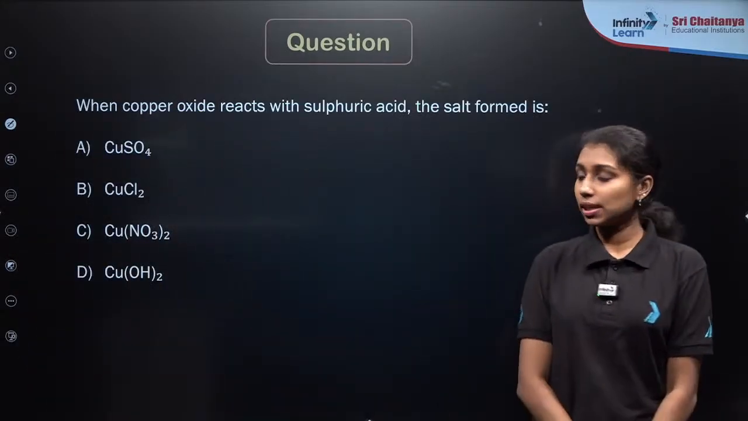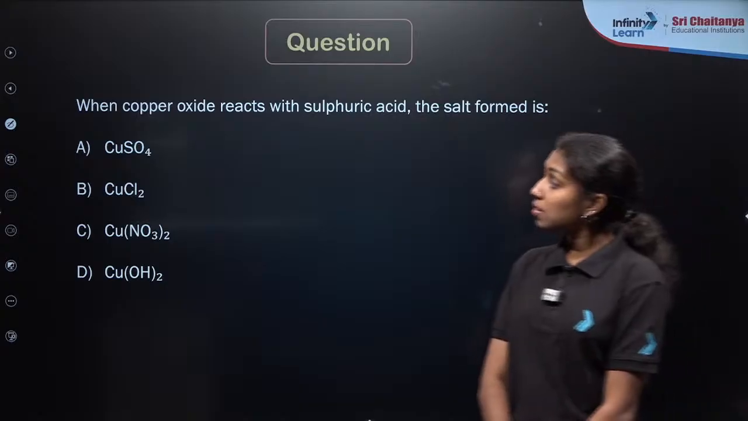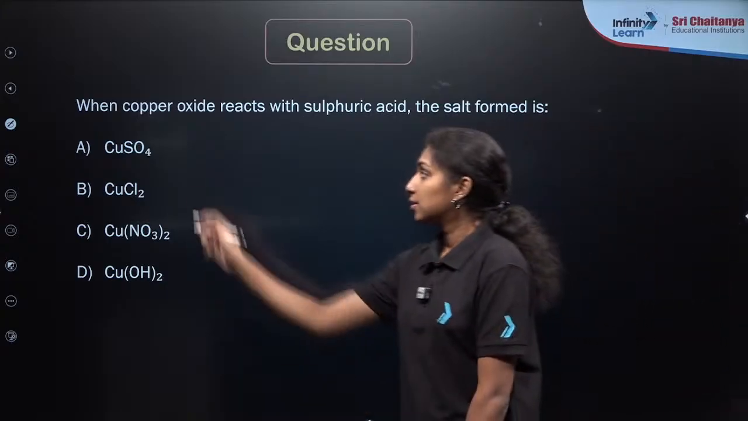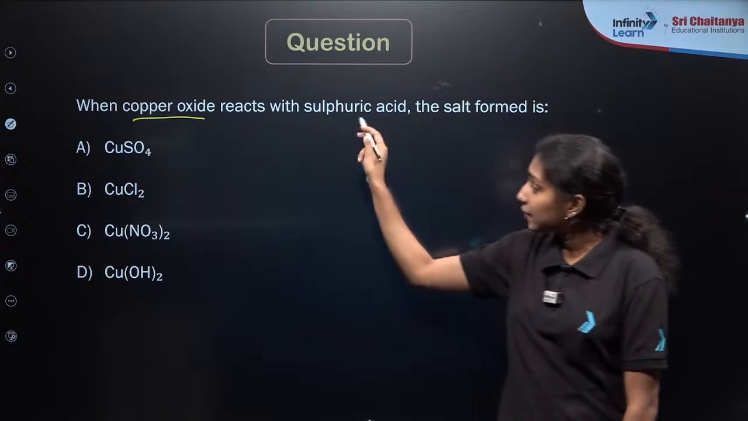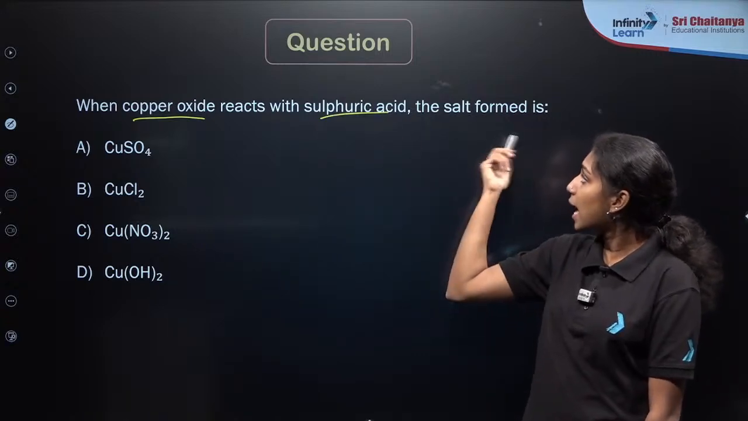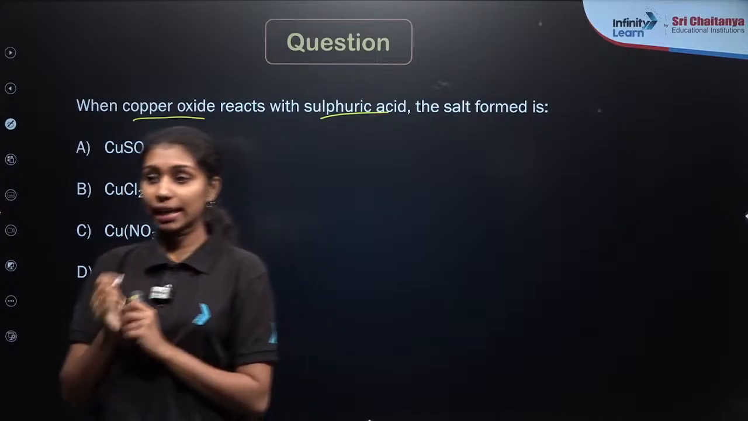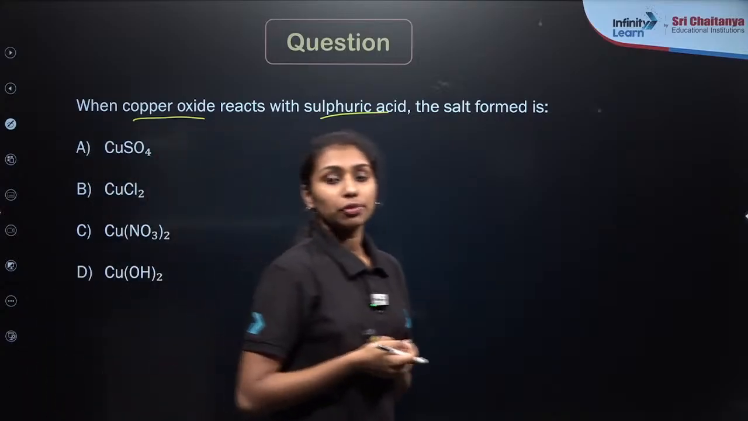Here is the next question. When copper oxide reacts with sulphuric acid, the salt formed is. This is a metal oxide and it reacts with sulphuric acid. What will be the chemical formula of the salt formed in the reaction between copper oxide and sulphuric acid?